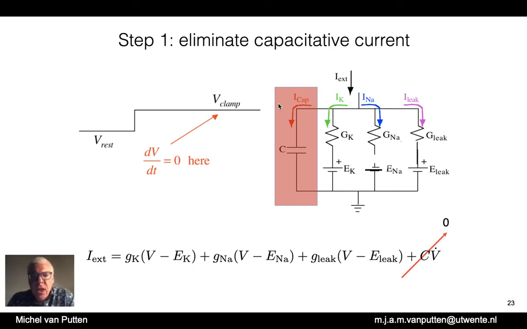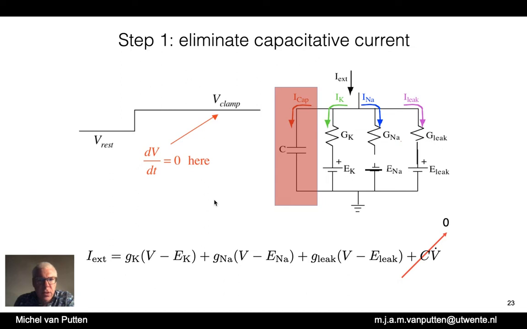Now we'll go back to our circuit. And why is voltage clamp so useful? Well, what you can do is apply a particular voltage to this circuit and keep it at a particular value. And while that is the case, there's no change in the voltage, so there's no capacitive current. So this simplifies our expression already, because this term can be removed at the steady state, of course. That was step one, eliminate the capacitive current.